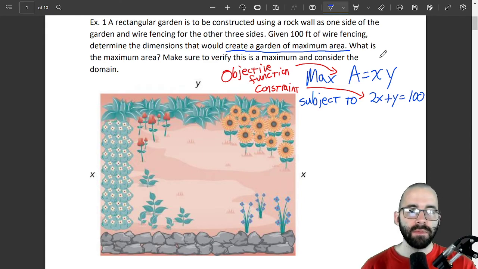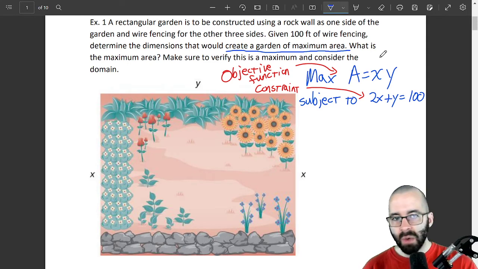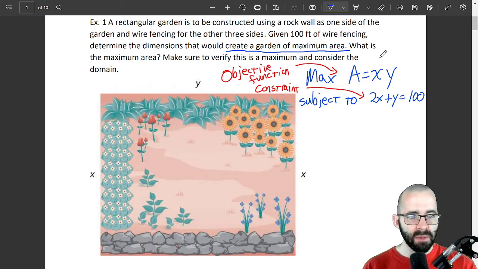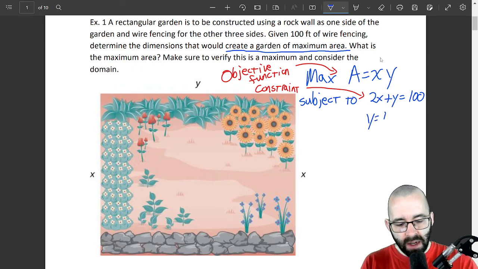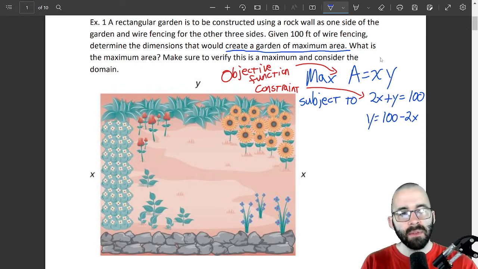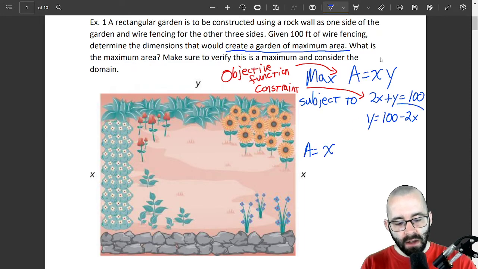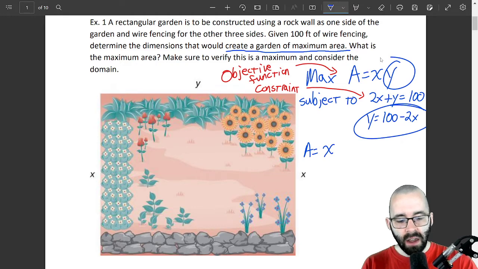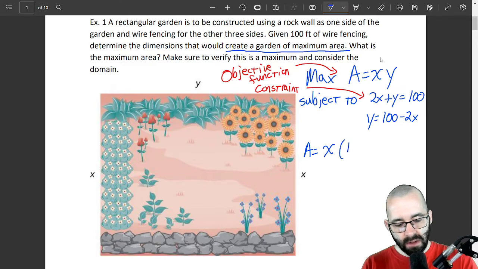That's our fencing. And we can use that second equation to substitute, right? We have two equations. Let's use one of these equations to substitute out a variable. Just like when you solved systems of equations, you can solve for x, you can solve for y, it doesn't matter. I'm going to solve for y because it's a little easier to me. Subtract 2x from both sides, and now substitute that into our objective function. Now A is x times y, but y is 100 minus 2x. So just replace the y with 100 minus 2x.